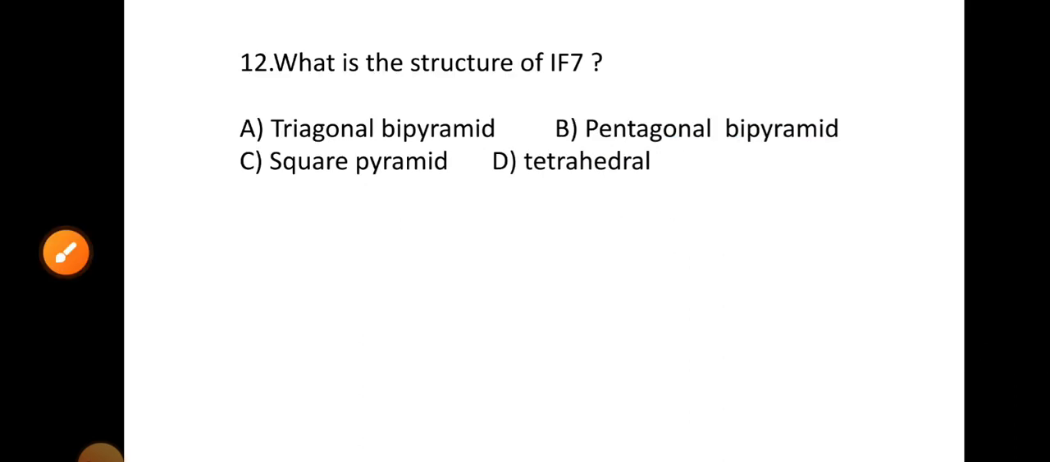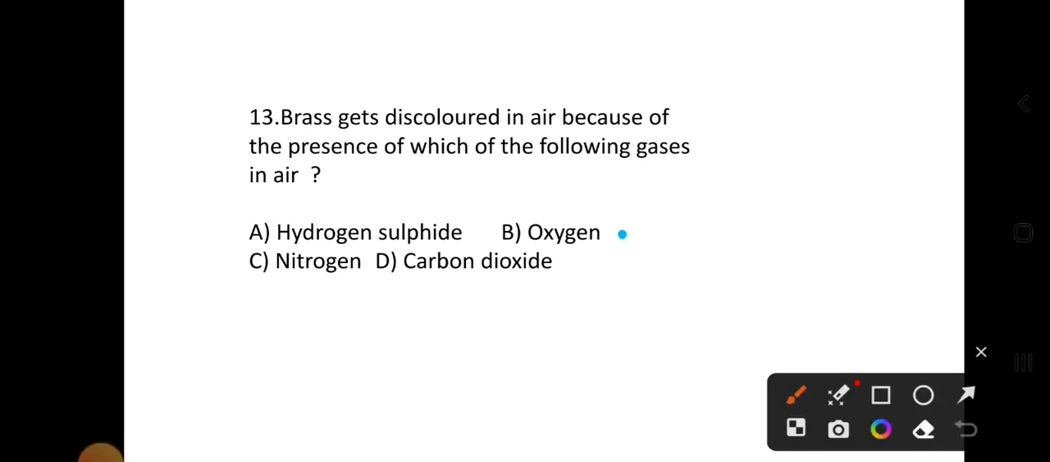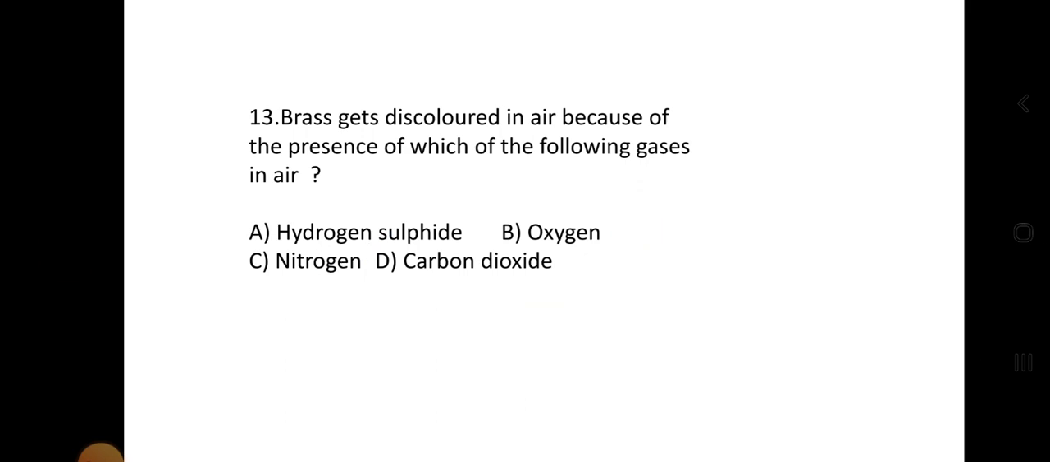12th question: what is the structure of IF7? Trigonal bipyramidal, pentagonal bipyramidal, square pyramid or tetrahedral? 13th question: brass gets discolored in air because of the presence of which of the following gases in the air? H2S, hydrogen sulfide or oxygen or nitrogen or carbon dioxide?